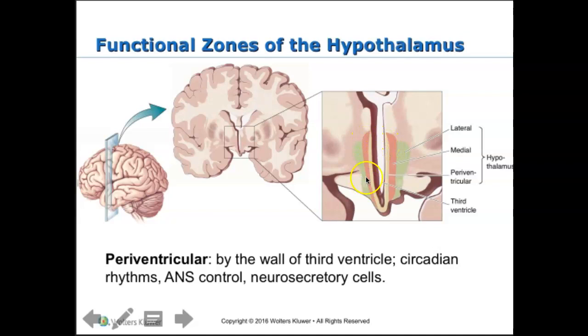Okay, so that's what we're looking from the front towards the back of the brain, and we can see that there are different zones that we can actually see, and we'll find out that these zones have somewhat different functions within the hypothalamus. So all this tricolored area is going to be the hypothalamus here. The periventricular zone of the hypothalamus controls the circadian rhythms that we talked about a little, and controls the autonomic nervous system, and also this is the portion that controls the neurosecretory cells. I'm going to talk about them next.